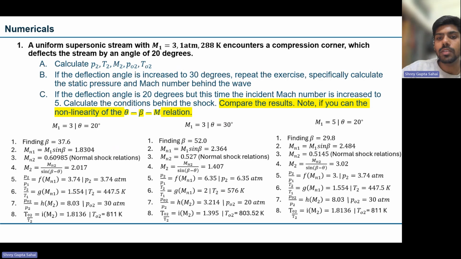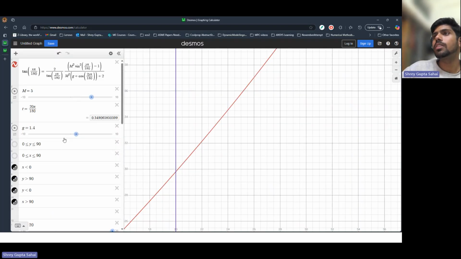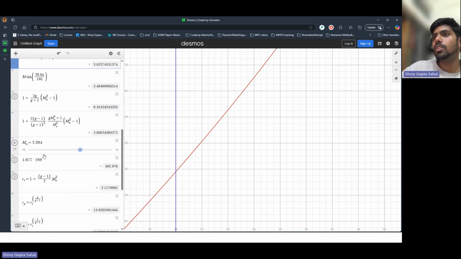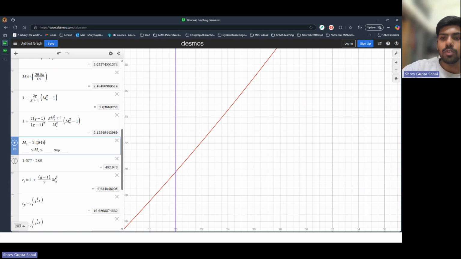Let's calculate the static pressure ratio. If you want to calculate the static pressure ratio, we have Mn1 we need to put as 2.484, and then the ratio comes out to be 7.03. So I'll just jot down that there, 7.032. Temperature ratio also, let's just note down as 2.12.